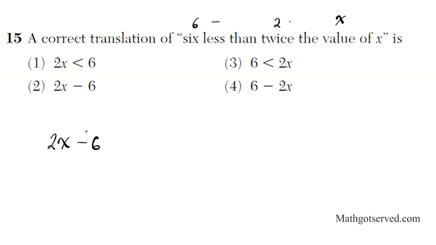So this is written as 2x minus 6, but when you read it, it's 6 less than twice the value of x. So you have to be careful here. The correct answer is option 2 because of the reversal, not this one. This is not the right answer. All right, let's move on to the next question.